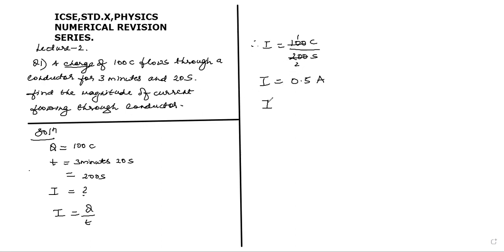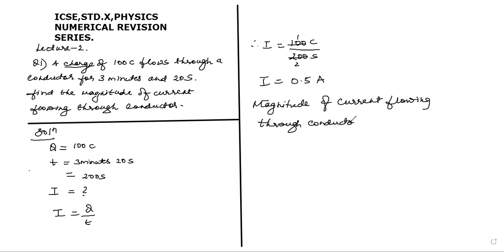Now the answer in words: the way they have asked, the answer should be in the same wording. Magnitude of current flowing through the conductor is equal to 0.5 ampere. Okay, we go to the next question.